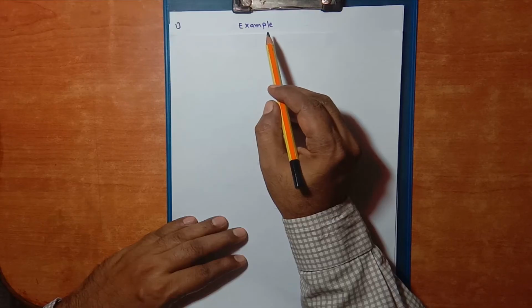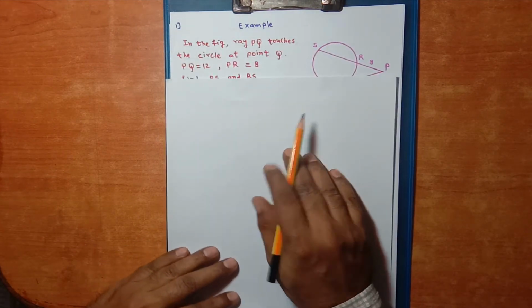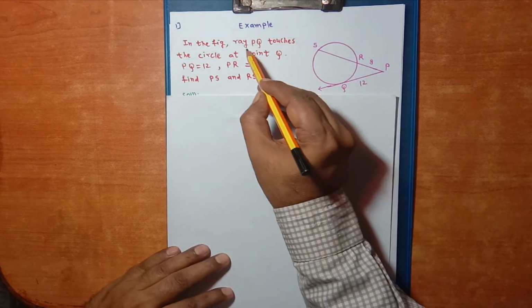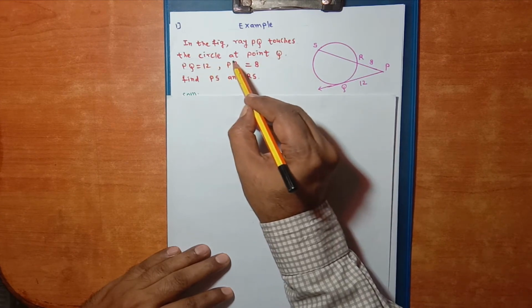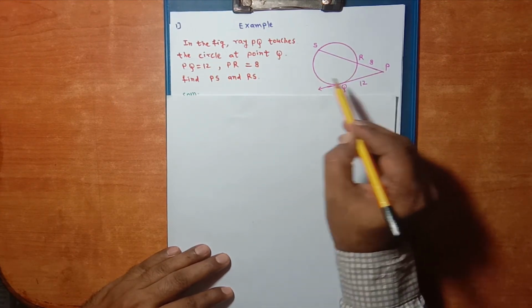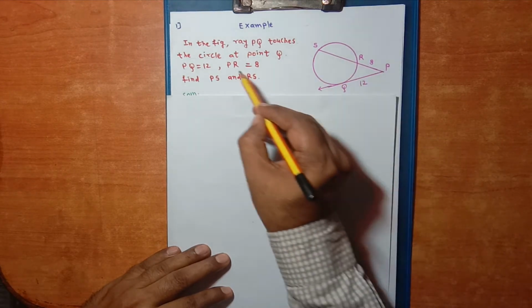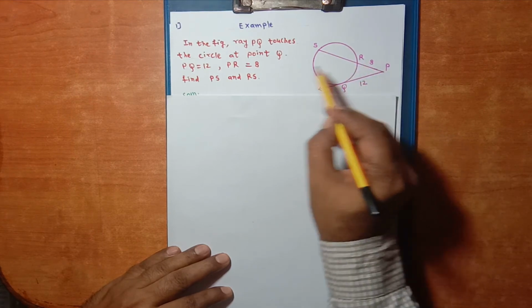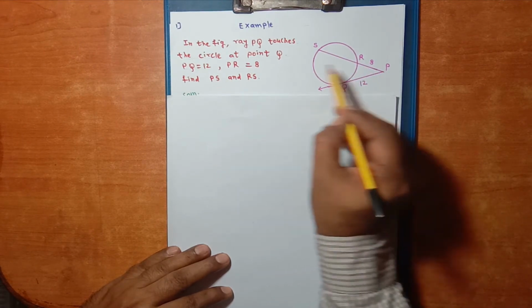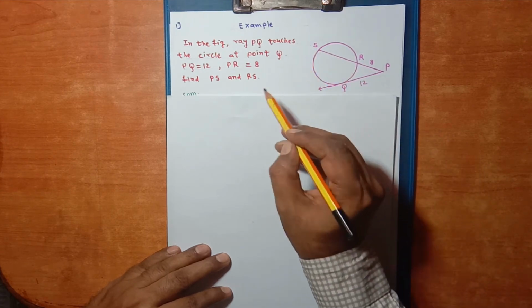Let us solve some examples. Example 1. In the figure, ray PQ touches the circle at point Q. This is ray PQ touches the circle at point Q. PQ is 12. PR is 8. So find PS and RS. Let us solve this.